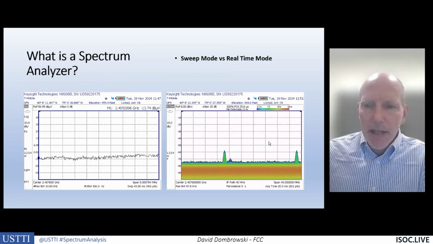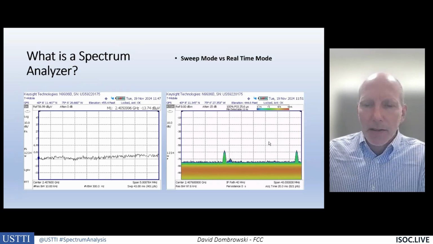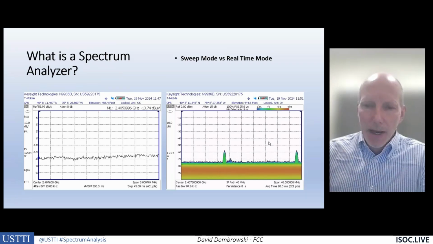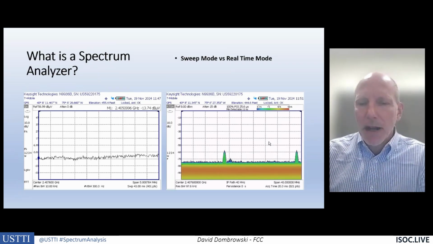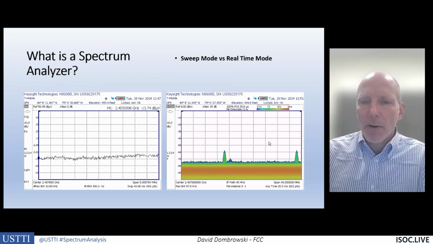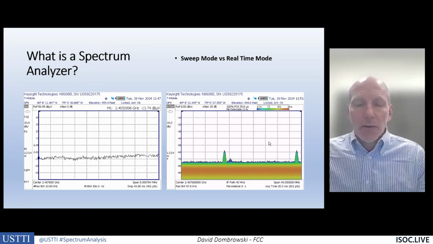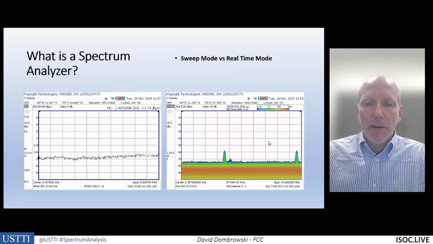But if I kept those same settings and moved to a real-time analysis mode, those signals of short duration, I can see them better. I have a higher probability of intercept, and now I can see them. That's the graph on the right-hand side. And so if the signal's on for a short duration, I have, again, a higher probability of intercept.